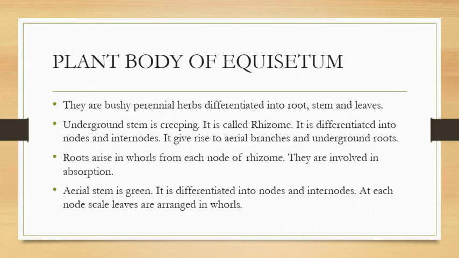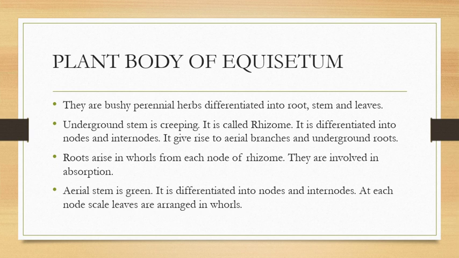The plant body of Equisetum. They are bushy perennial herbs which are differentiated into root, stem, and leaves. The underground stem is creeping, which is called rhizome. The rhizome is differentiated into nodes and internodes, which give rise to the aerial branches and the underground roots.